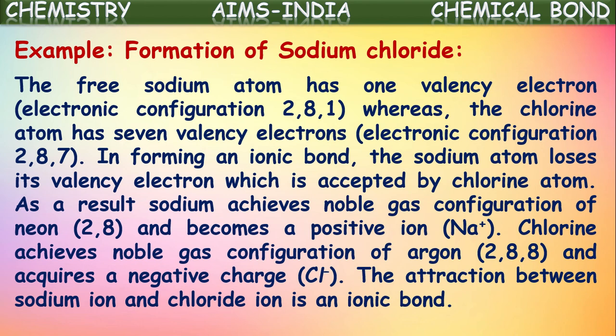So in forming an ionic bond, the sodium atom loses its valence electron, which is accepted by the chlorine atom. As a result, sodium achieves the noble gas configuration of neon, that is 2, 8, and becomes a stable positive ion, that is Na+. Likewise, chlorine achieves the noble gas configuration of argon, that is 2, 8, 8, and acquires a negative charge, becoming a Cl- ion. Now, the attraction between the sodium ion and the chlorine ion is an ionic bond.